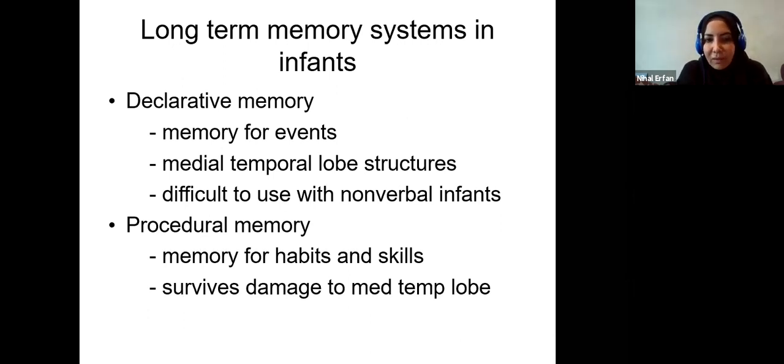But procedural memory, okay, is a memory for habits and skills. Can you guys give me examples of habits and skills that you don't really lose if you have some damage to your medial temporal lobe? So even if you have damage to your medial temporal lobe, memory for habits and skills may continue. So what kind of habits and skills do you think are difficult to forget? Anybody? Habits and skills that are a procedure, something that you learn that you may not forget.